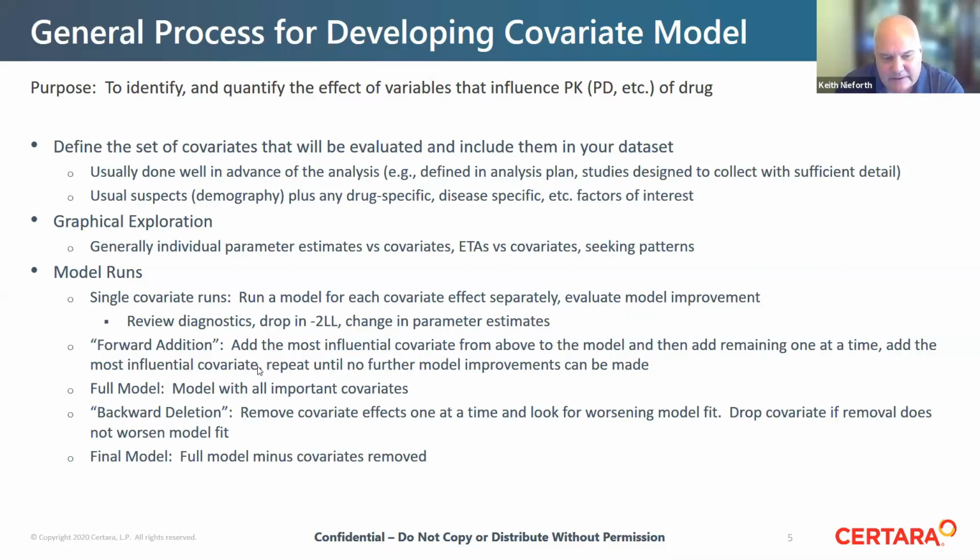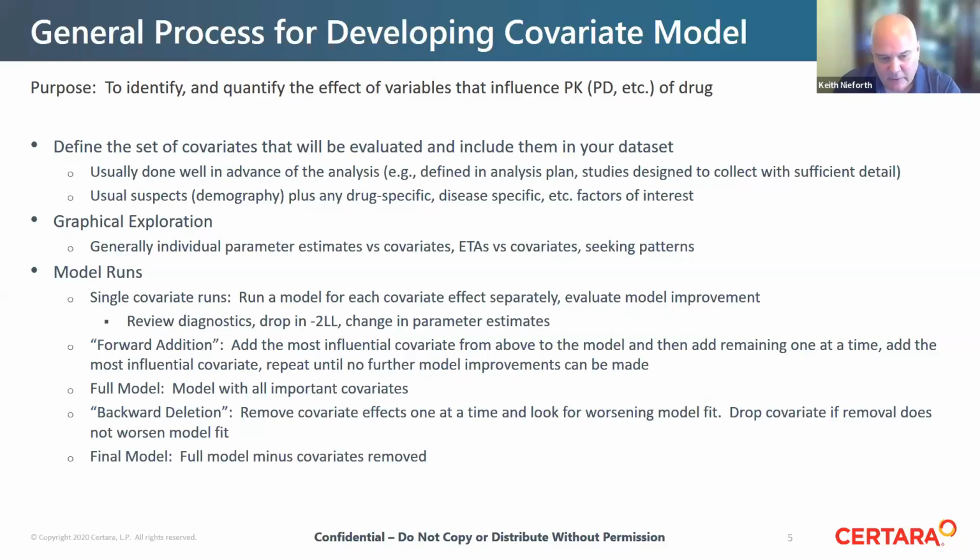And forward addition is where essentially you run all your covariate models one at a time, and you pick the one that had the biggest influence. And then you keep that one in the model and you repeat. You add all the other covariates one at a time. Pick the one that was the most influential, and now you have 2, and then you repeat that.